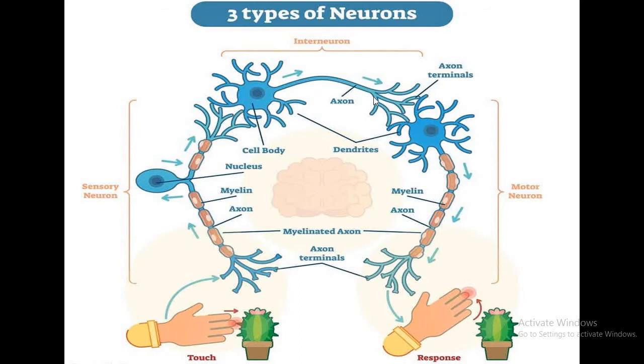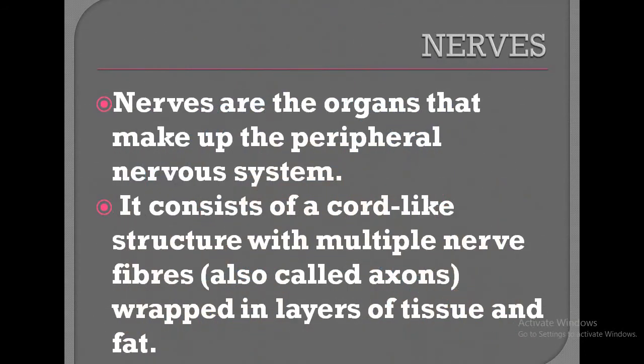Then what about the interneuron or the association neuron or the connecting neuron? These neurons are located in the brain or in the spinal cord. You are observing this blue colored part. So this is connecting the sensory neuron and the motor neuron.